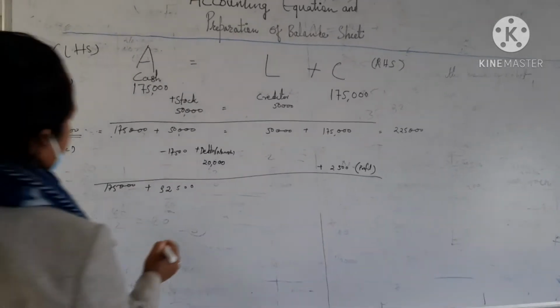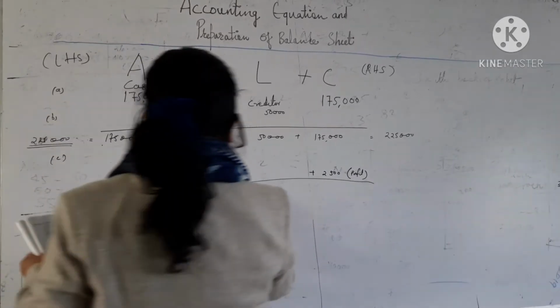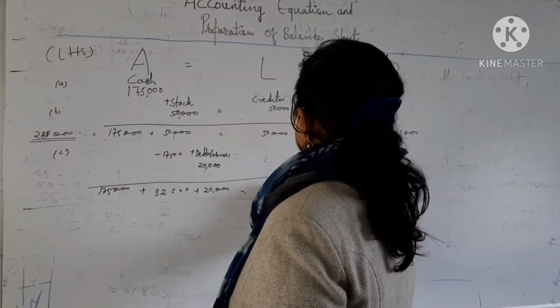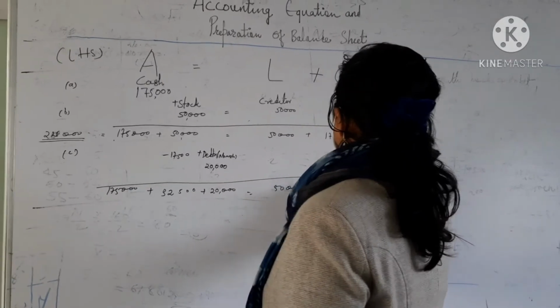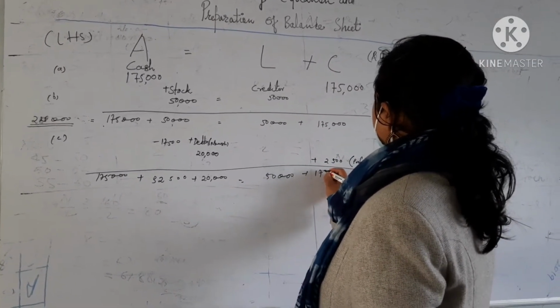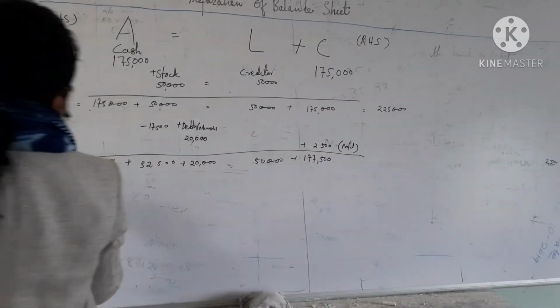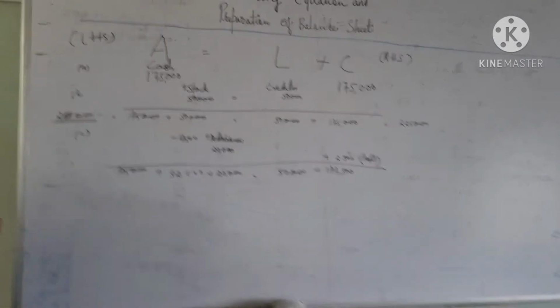Yes, stock is 32,500 and debtors is 20,000, isn't it? Now here, creditors how much? 50,000, and capital is increased by 2,500. That means 1,77,500. Is it correct? Okay, now this is the position up to number C.